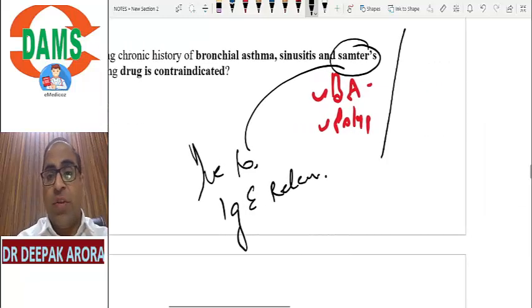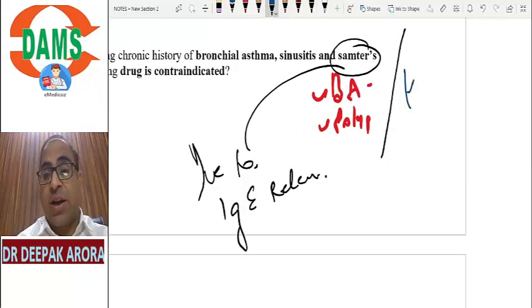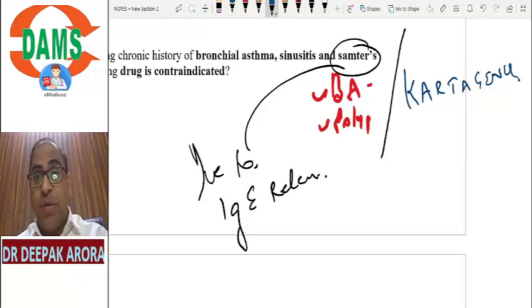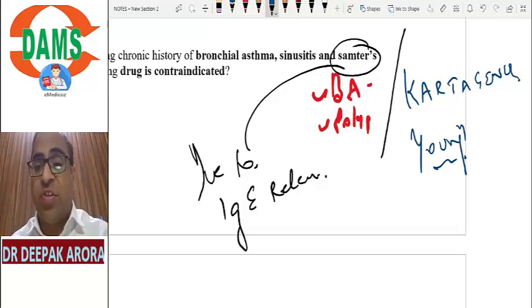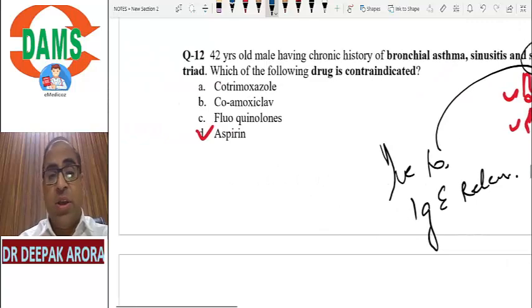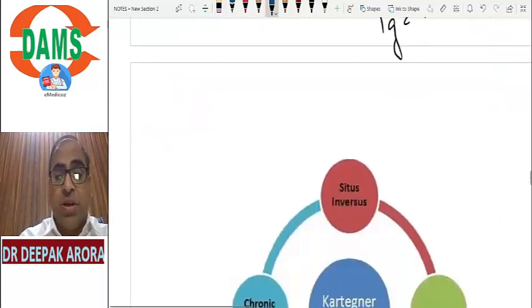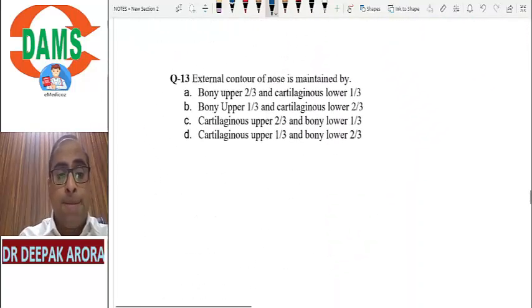Along with Samter's triad, there is Kartagener syndrome. In Kartagener syndrome, we have nasal polyps with dextrocardia, right-sided heart, and bronchiectasis. And one is Young syndrome: if the patient has azoospermia, it is Young syndrome. Dextrocardia, Kartagener syndrome; azoospermia, Young syndrome. Clear? Coming to the next MCQ.